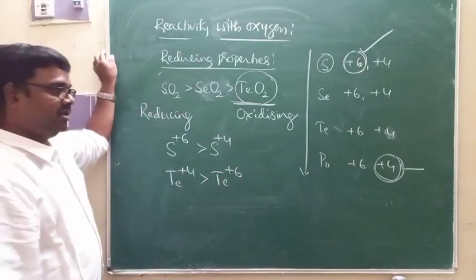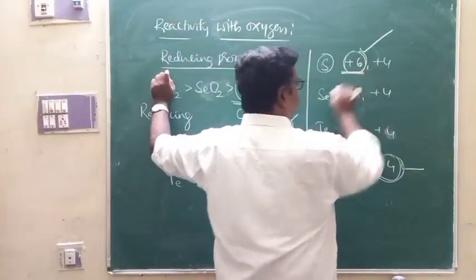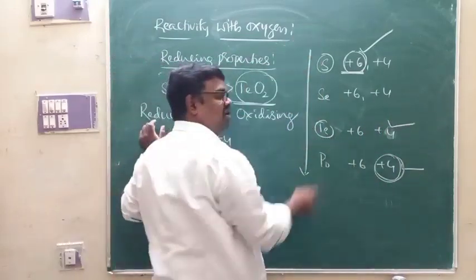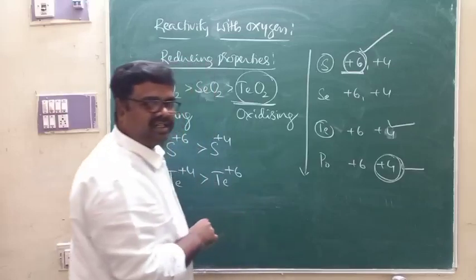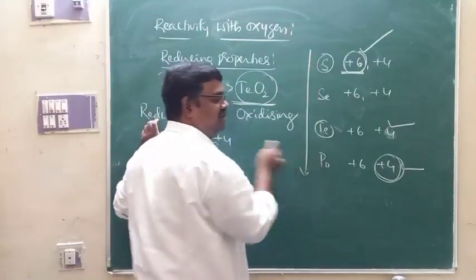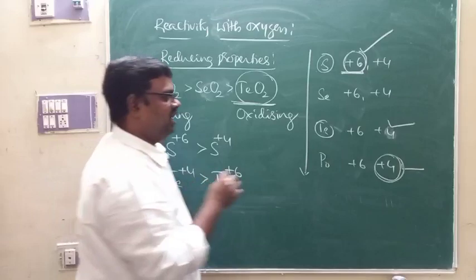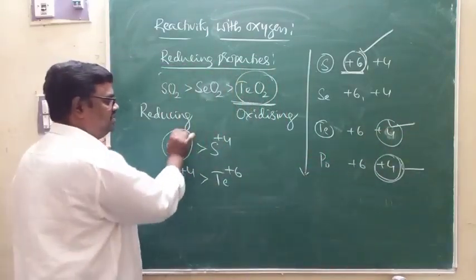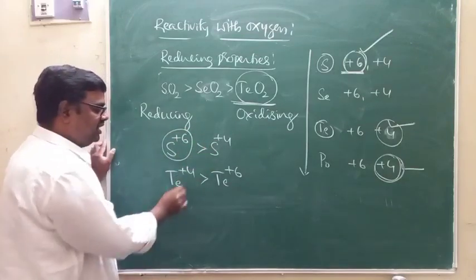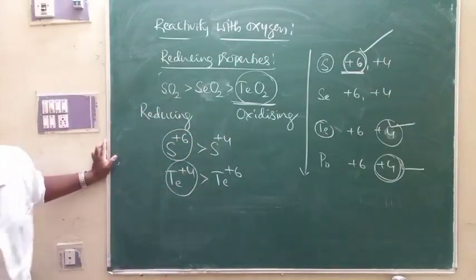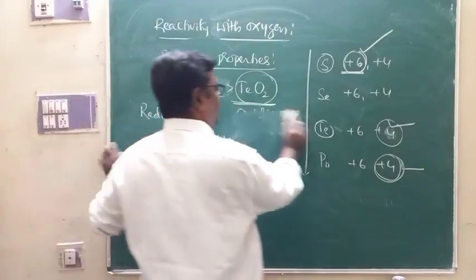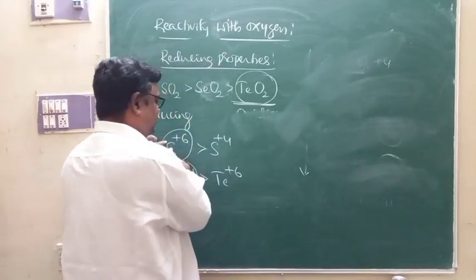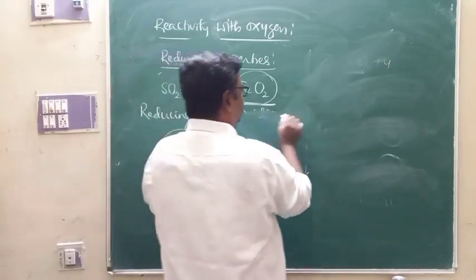So in sulfur +6 is stable, while in tellurium +4 is more stable, because on moving down the group, the inert pair effect increases. From sulfur to polonium the inert pair effect increases, hence the stability of +4 increases. In the case of sulfur, +6 is more stable than +4. In the case of tellurium, +4 is more stable than +6.